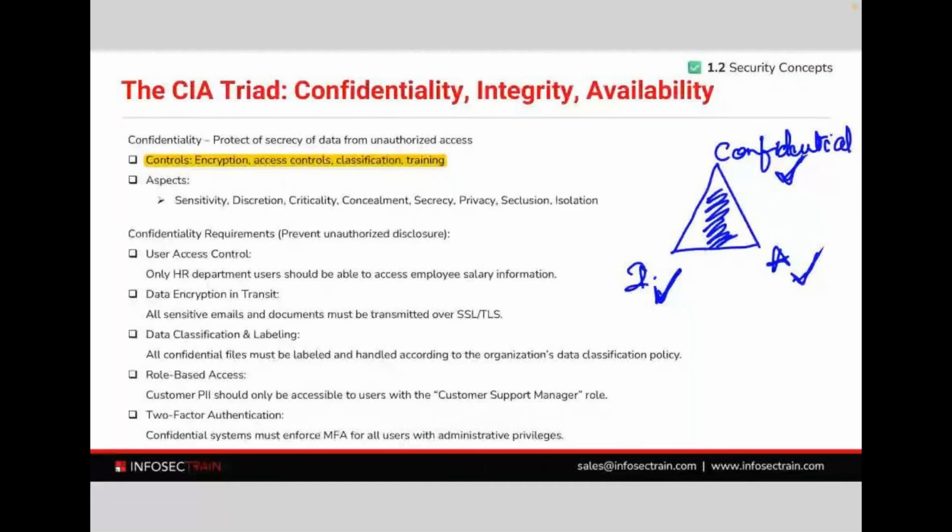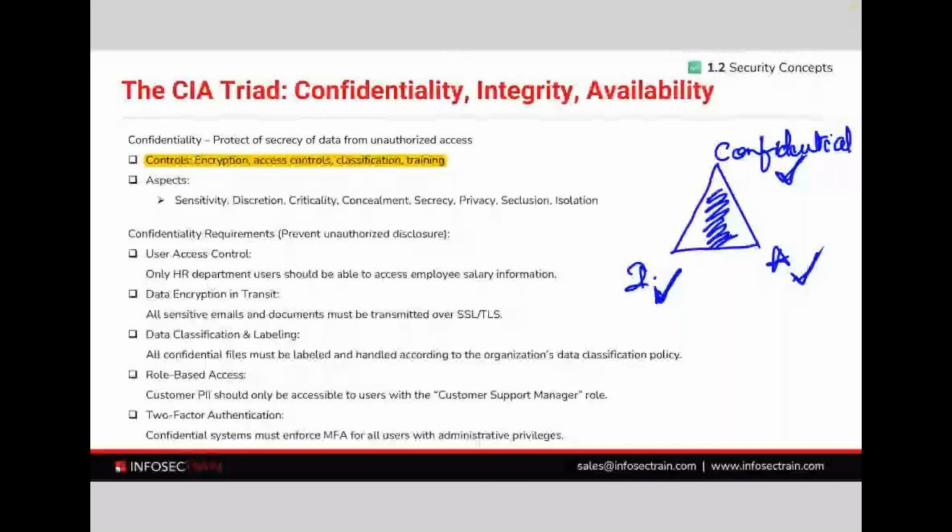So classification is important. And then training of people is important because people need to know how to handle data. For example, if they have 1,000 records of names of people, they need to know how to secure it. In another instance, if they have passwords related to thousands of customers, they need to know how to handle that. So people will have to be trained adequately.